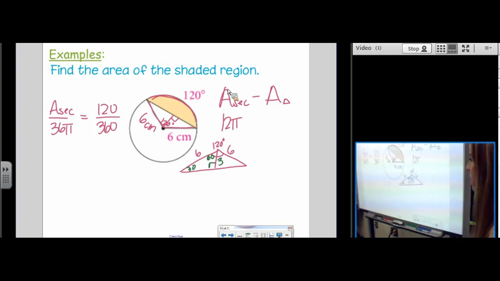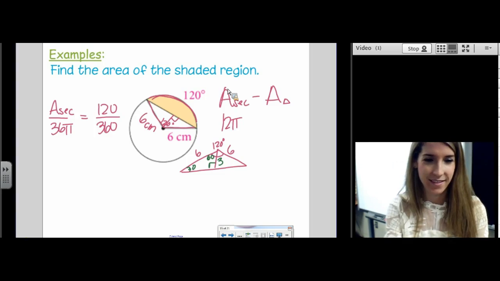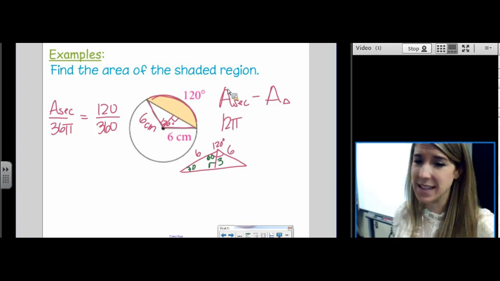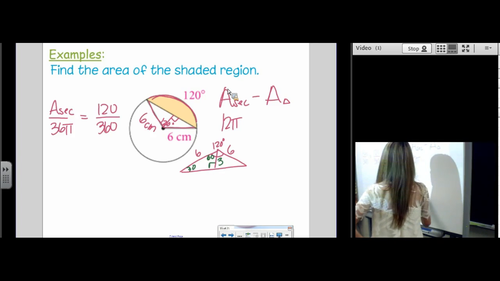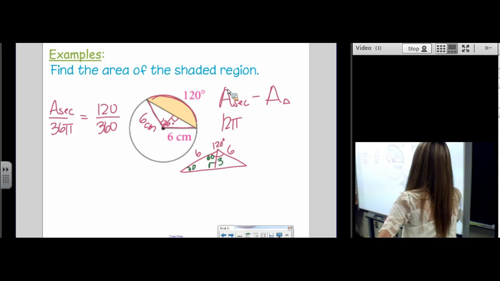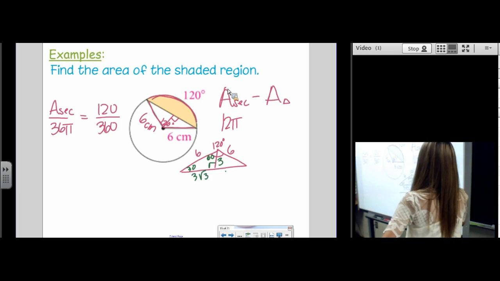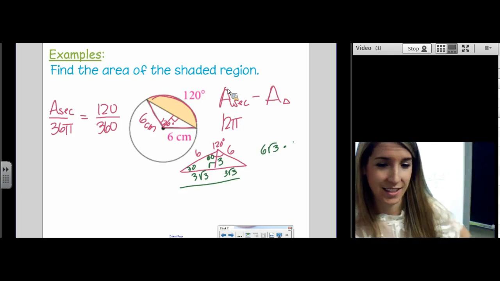We okay with the height being 3? So now we need our base. Our base is a lot. It is. This is 3 root 3, and this is 3 root 3. So the base is 6 root 3 times height divided by 2. So those 6's, those weren't the base or the height.